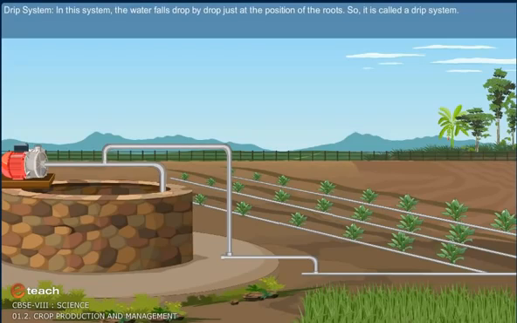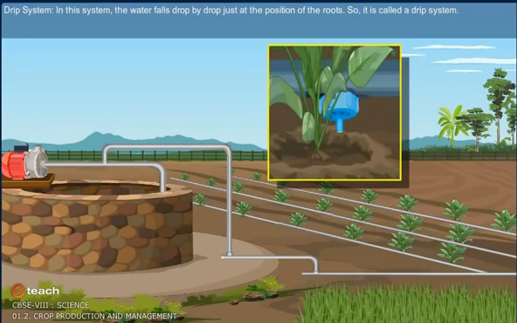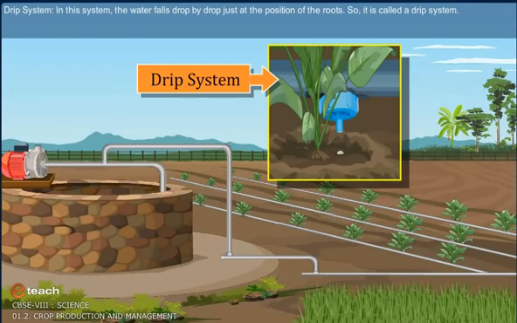Drip system. In this system, the water falls drop by drop just at the position of the root. So it is called drip system. It is the best technique for watering fruit plants, gardens and trees. The system provides water to the plant drop by drop. Water is not wasted at all. It is a boon in regions where availability of water is poor.